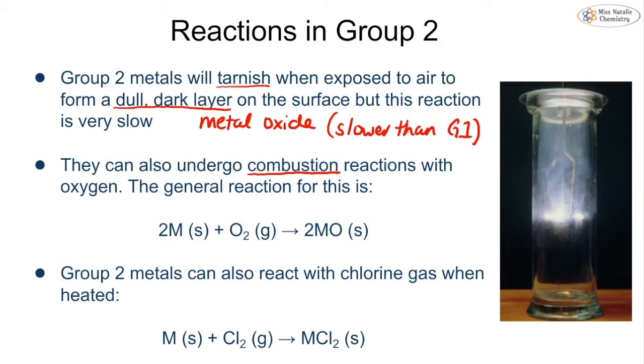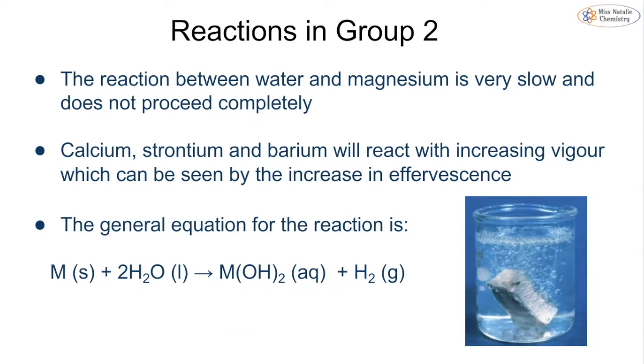This time, however, we have a slightly different general reaction. We have 2 metal atoms reacting with the oxygen molecule to give us 2MO, with our metal and our oxygen being in a 1-to-1 ratio. The group 2 metals can also react with chlorine, again giving us 1 metal atom reacting with the chlorine to give us MCl2, a ratio of 1-to-2 between the metal and the chlorine.